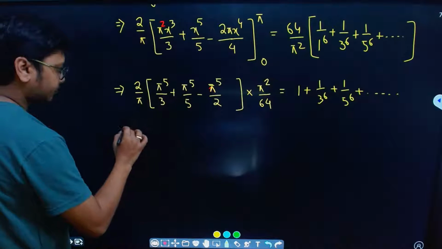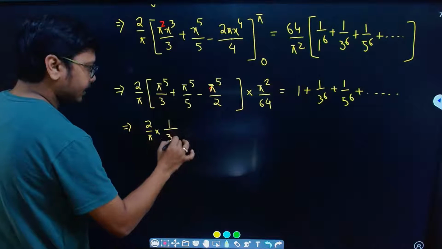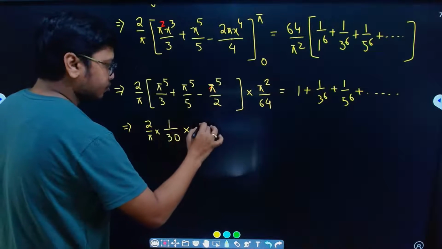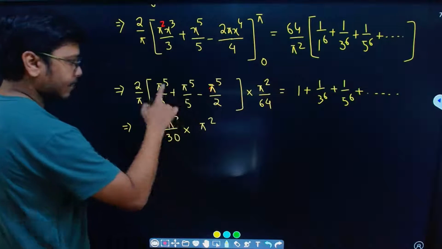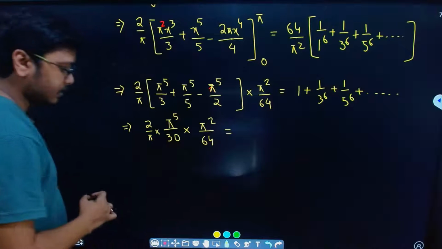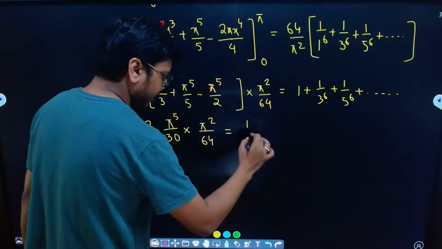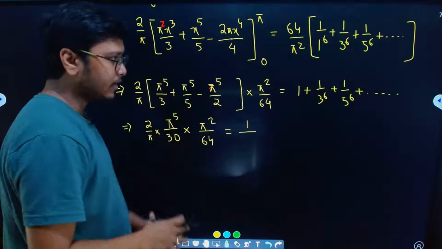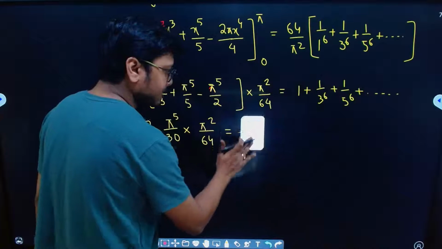So 2 by pi into 1 upon 30 into pi square. There is a pi to the power 5. Pi to the power 5 upon 30 by pi square by 64 equals this entire series, which is 1 by h. I'll do one thing over here. Now I will adjust my right hand side. Look how I'm going to adjust that.